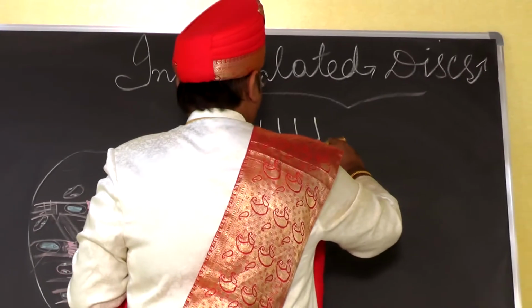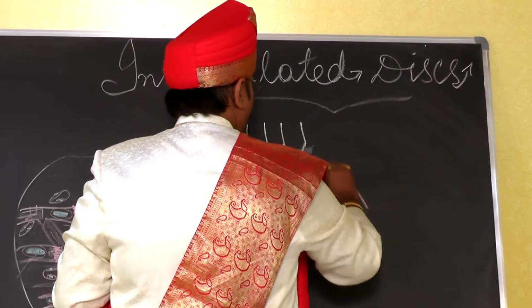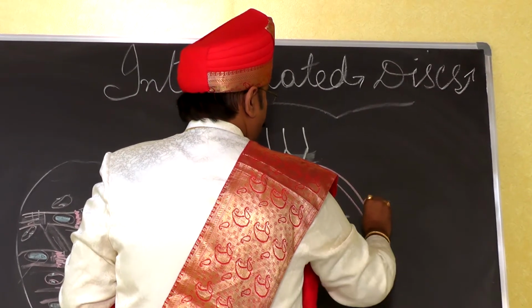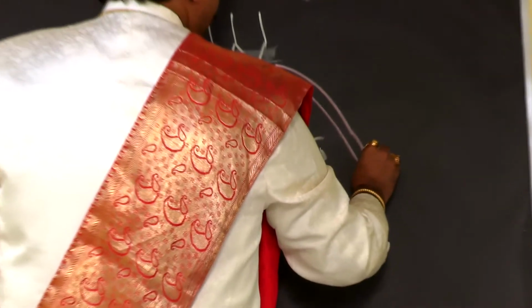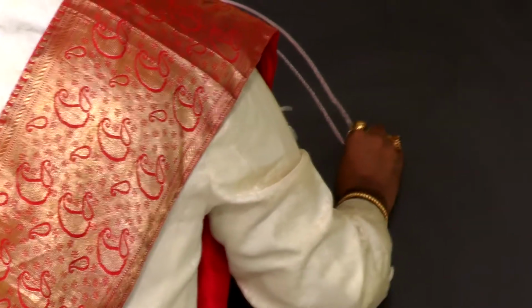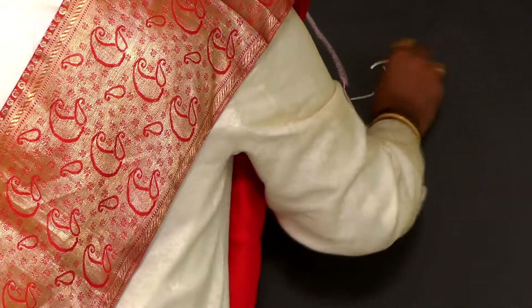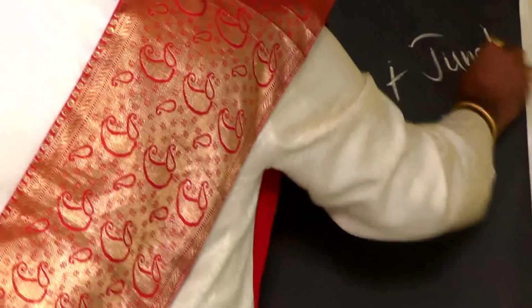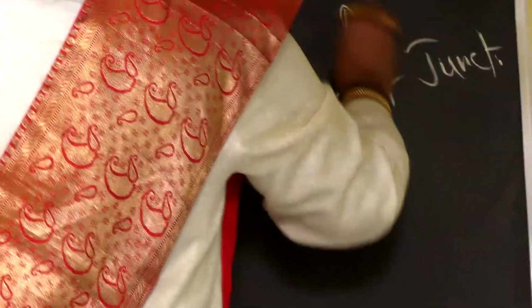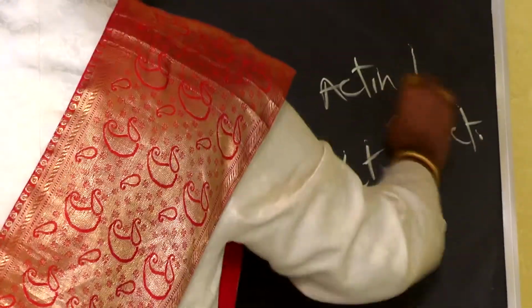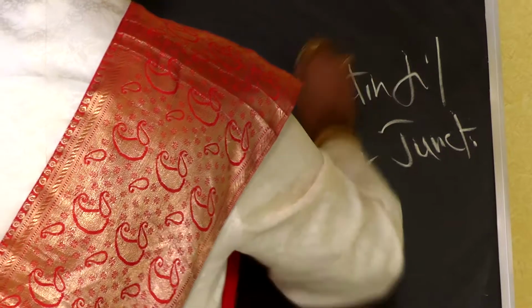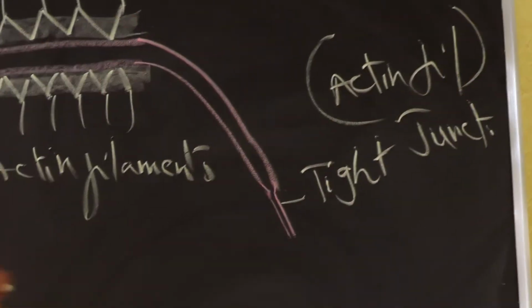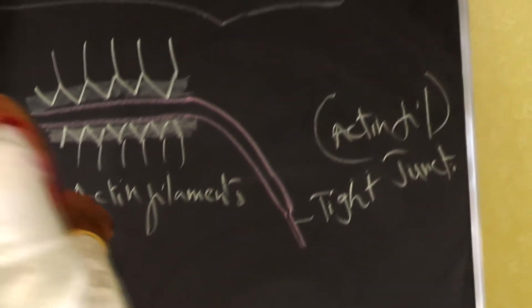Now, you see here, they are forming tight junctions. This is called the tight junction, where the actin filaments end. The actin filaments end in this tight junction. Are you able to appreciate the tight junction?